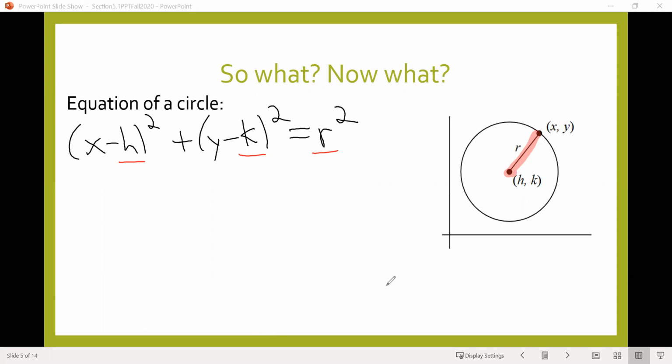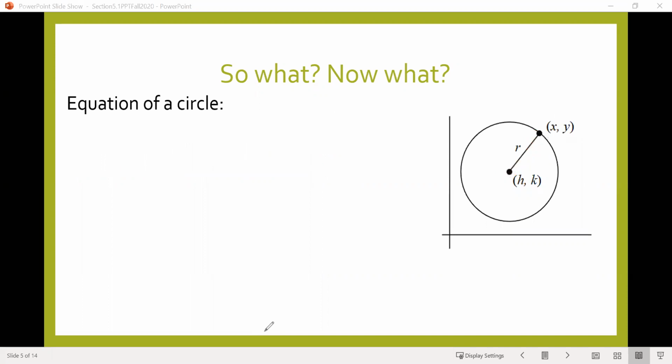then if you think about how the distance formula works, you hopefully would agree that we should get something like (x - h)² + (y - k)², all under a square root, and that distance would be equal to r, the length of the radius. But then if we square both sides, we end up with the formula we have here. So that's where it comes from.